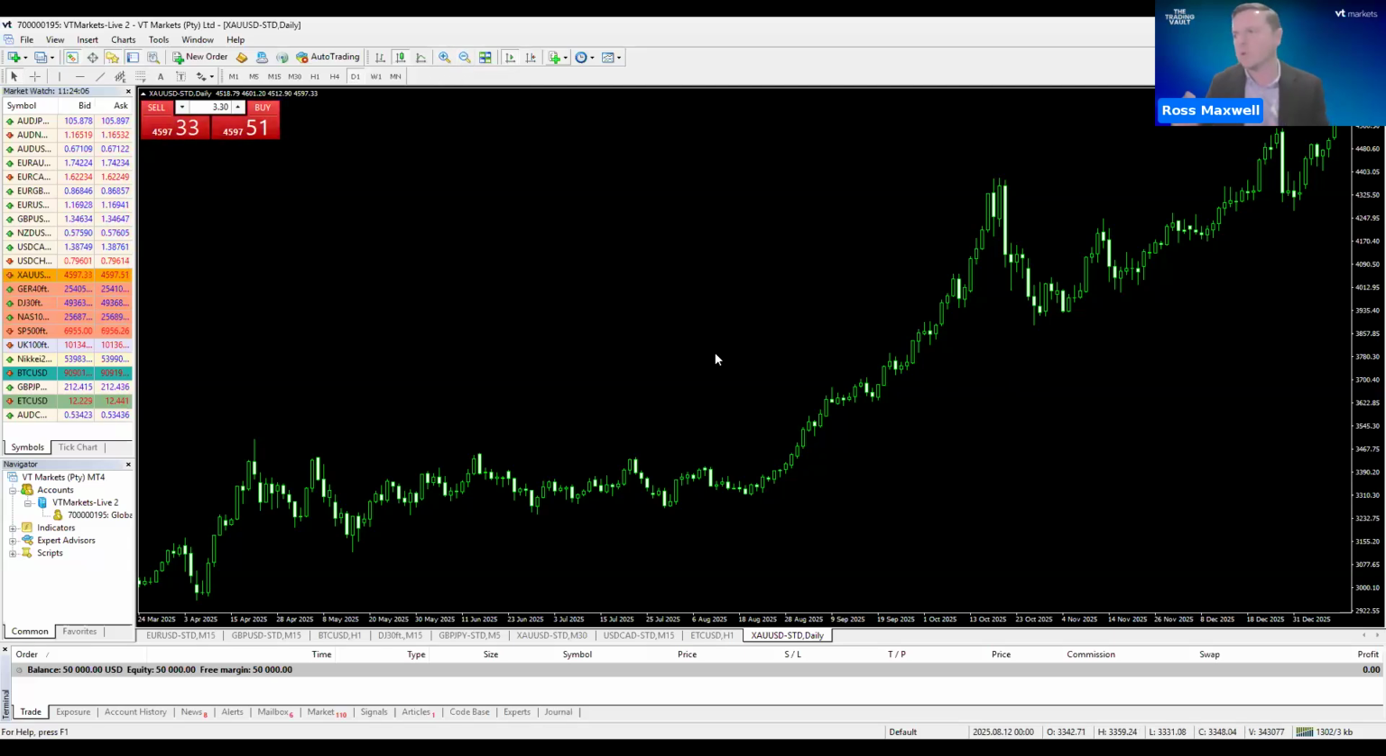If we look at this from a higher time frame point of view, we'll look at some higher time frames: the daily, maybe the 4 hour, the hourly, and then a 5 or 15 minute chart, just to give a scope of different time frames and the opportunities on them.